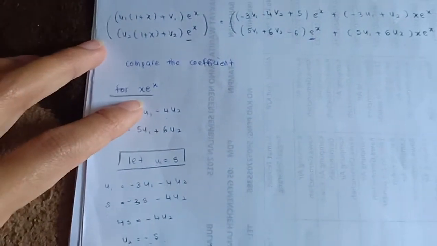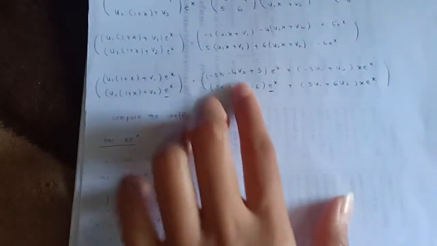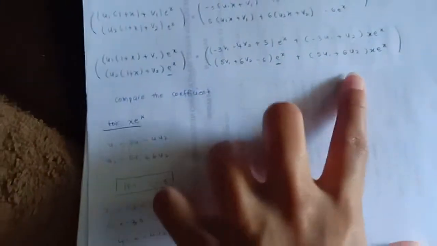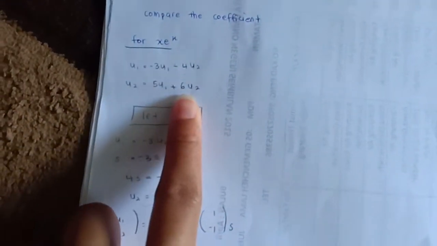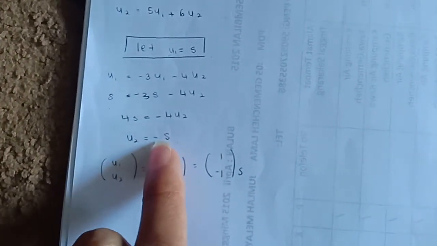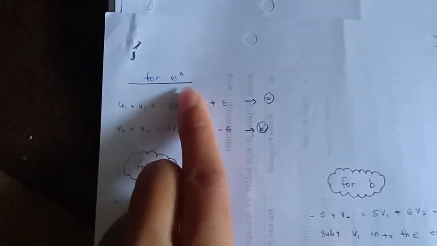I just start with x ex. Okay, since there is no x ex from the right hand side, we just set it equal to 0. Okay, I just bring the u1 into the right hand side, and I get these two equations. Okay, next I will assume u1 equal to s, so we just change the u1 with s and get u2 equal to negative s, and we can assume that (u1, u2) equal to (s, negative s), which means s times (1, negative 1).